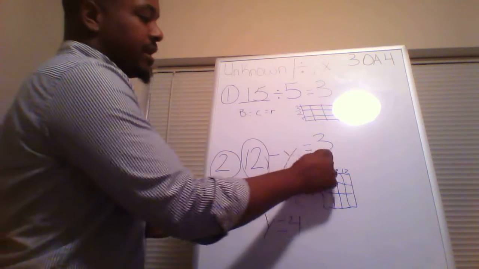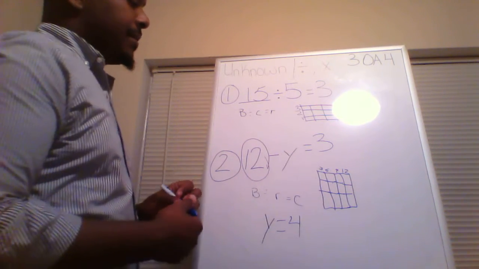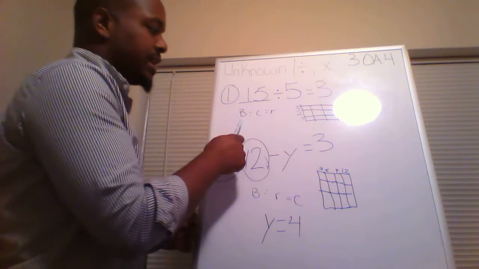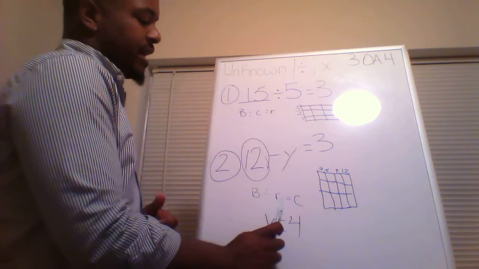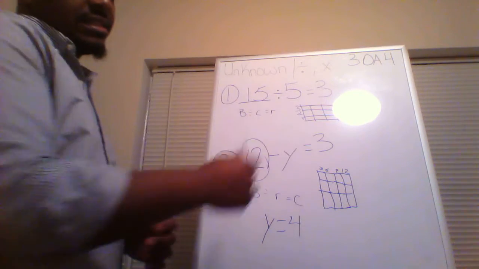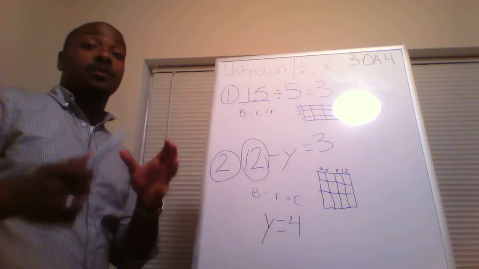I took 2 smaller things and had to come up with my bigger number. That's what the B stands for. Bigger number divided by column equals row, or bigger number divided by row equals column. And this is how I can solve it using arrays.